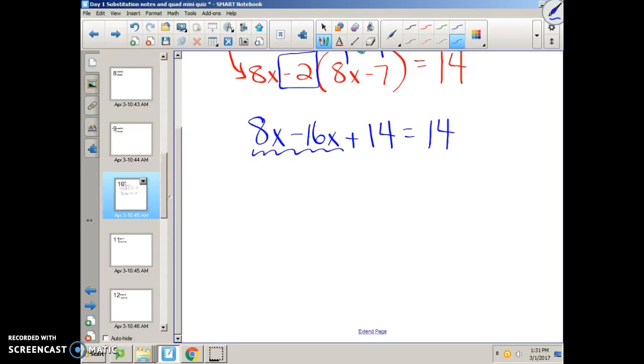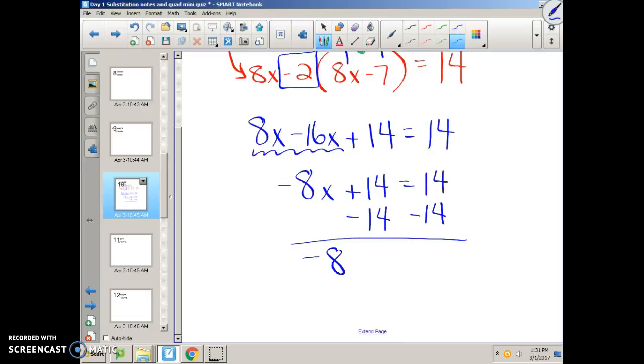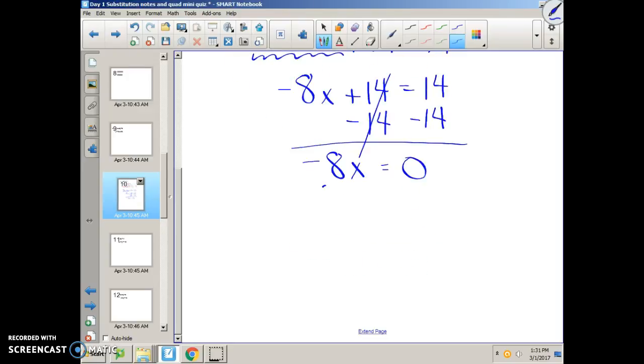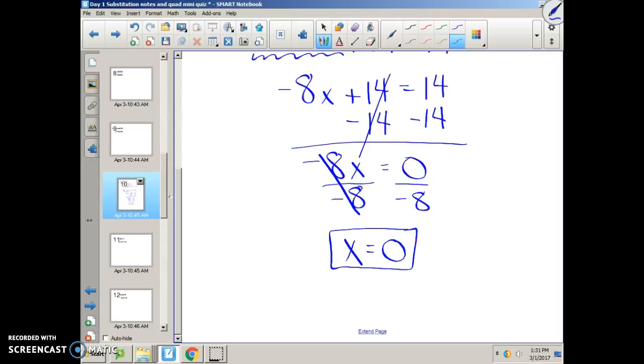Combine your like terms. 8 minus 16 is -8x. Plus 14 equals 14. Subtract 14 from both sides. Now here's the part where people tend to freak out and panic, because 14 minus 14 equals 0. But you know what? 0 is still a number. It's okay. Just keep proceeding as normal. Gotta get x by itself, so divide by -8. You can divide 0 by anything and you will still get 0. So that means x equals 0 for this one.